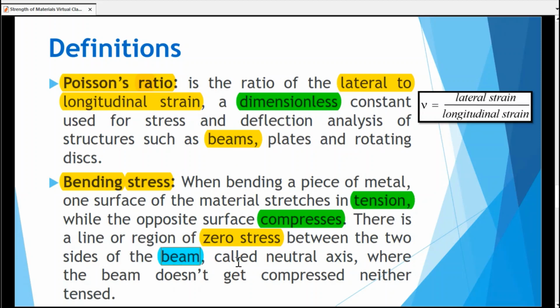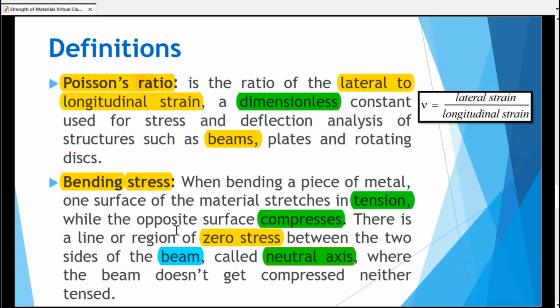A beam is a structural member. It can be a piece of metal, it can be a piece of wood, it can be a bar made of any type of material, right? So we have a region of tension, a region of compression, and a region of zero stress. But between the two sides, we have a region of zero stress. This is called the neutral axis. So we have the tension, the compression, and the neutral axis. These are like the three perspectives of the beam, where the beam doesn't get compressed, neither tensed.